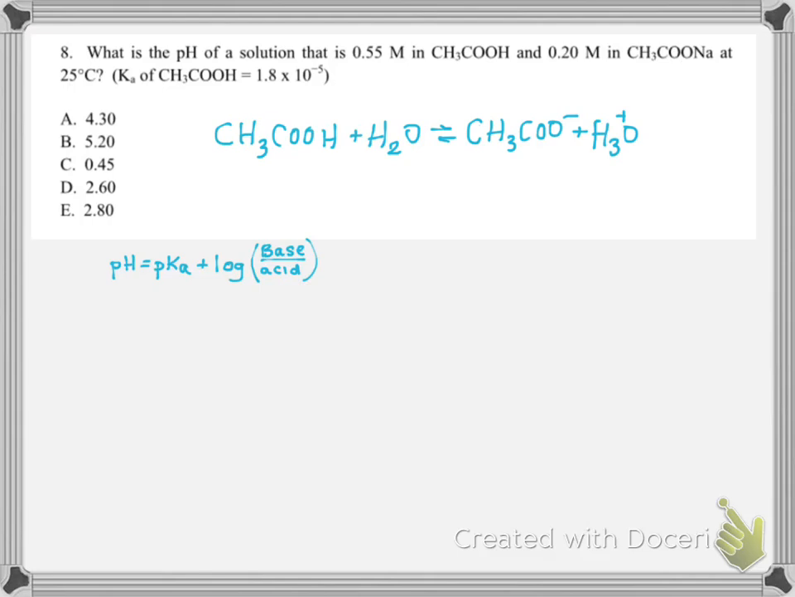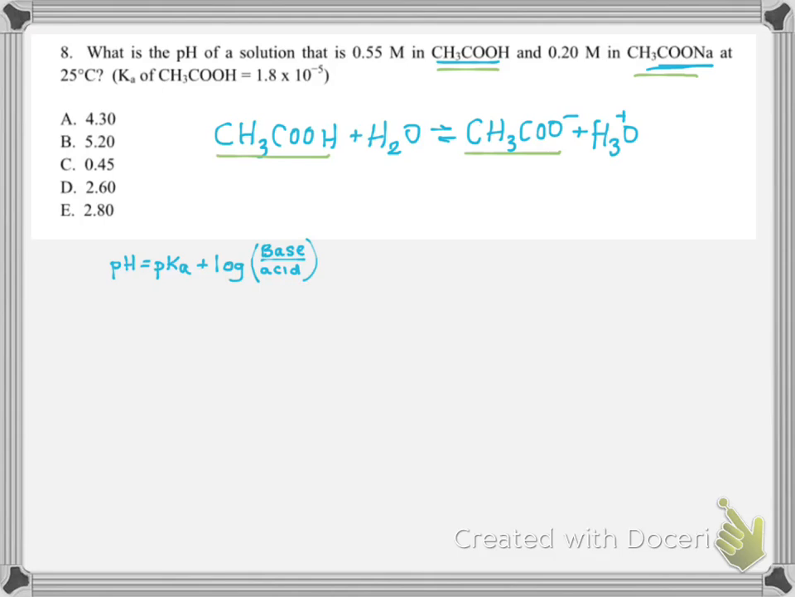Okay. For number 8, they're asking us for the pH of a solution. We have some acetic acid and some sodium acetate. And they give us the Ka. Okay. So I've written here what happens when you just put acetic acid in water. And we know it acts as an acid and deprotonates. And so what we see in this reaction is that we have acetic acid and its conjugate. And in the problem we have acetic acid and its conjugate.